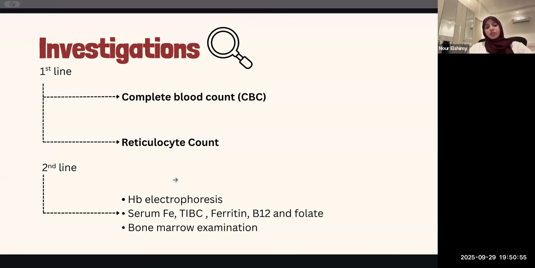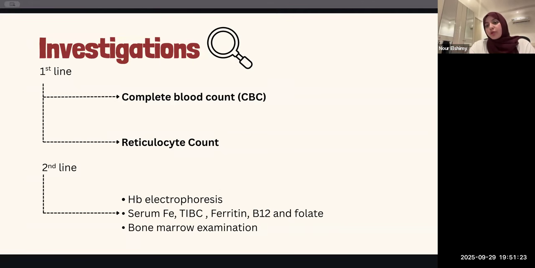Now, one thing I want to mention: all the investigations or tests we ran were first-line investigations, which include the CBC and reticulocyte count. Sometimes we want to run more tests to confirm the diagnosis. Let's say we have iron deficiency anemia. We did a CBC and saw that the MCV was low and the MCH was low. Okay, it's hypochromic, microcytic, and hyperproliferative based on the reticulocyte count, but we want to confirm more.